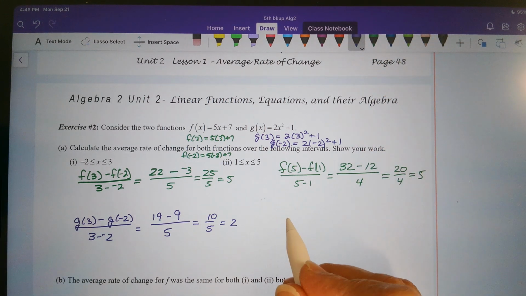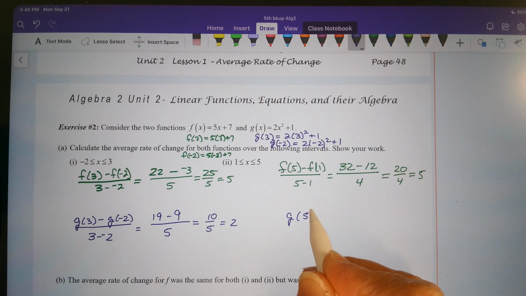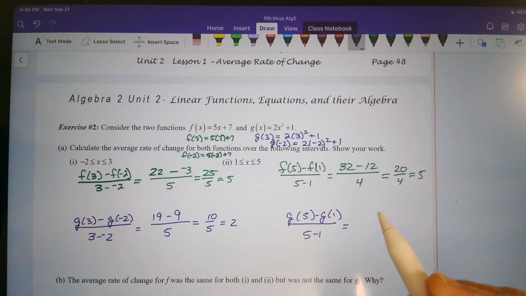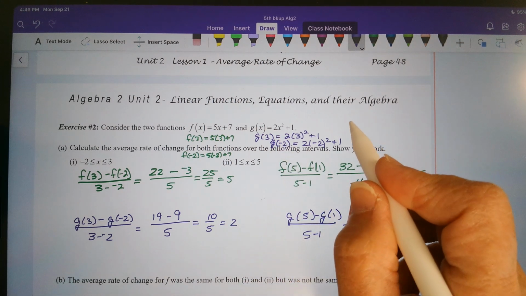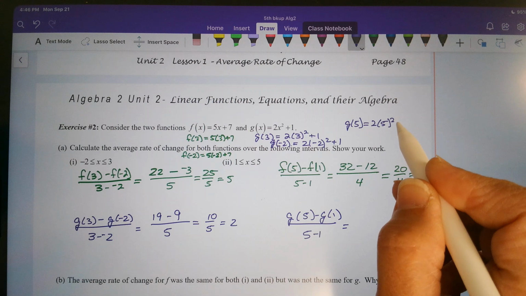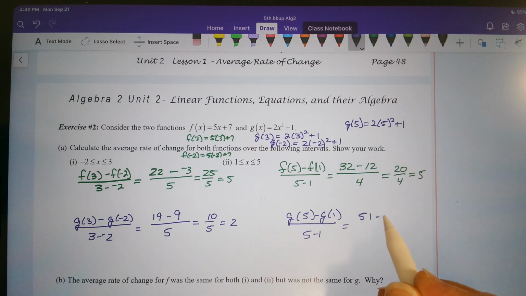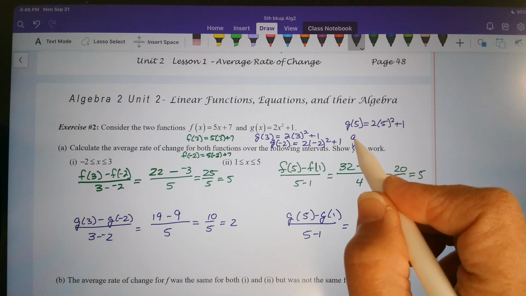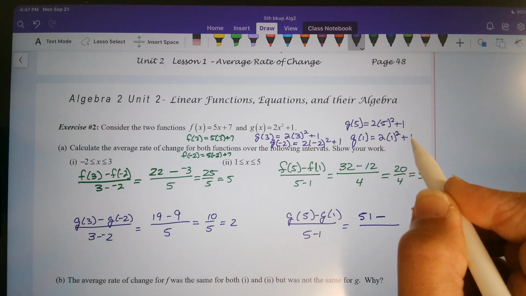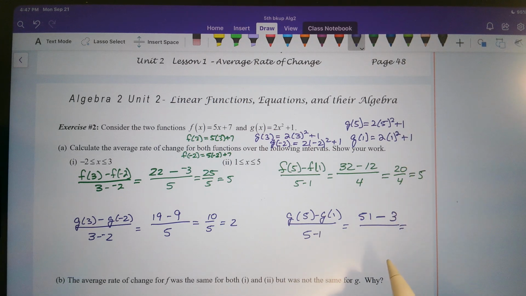And g of 5 subtract g of 1 divided by 5 minus 1. G of 5, 5 squared is 25, times 2 is 50, plus 1 is 51. And g of 1, 1 squared is 1, times 2 is 2, plus 1 is 3. That's 4. 51 minus 3 is 48. Divided by 4 is 12.